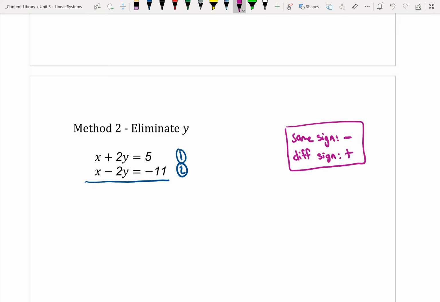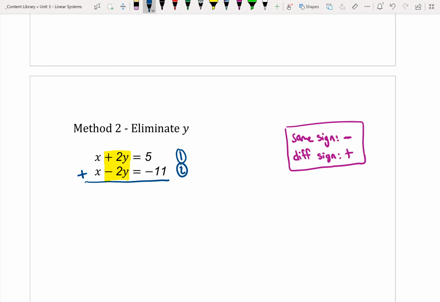So looking at my two terms, because I want to eliminate y, I need to look at the y values. In this case, plus 2y and minus 2y. So the signs are different, which means I have to add my two equations together. So now I'm going to go through and add my two equations.